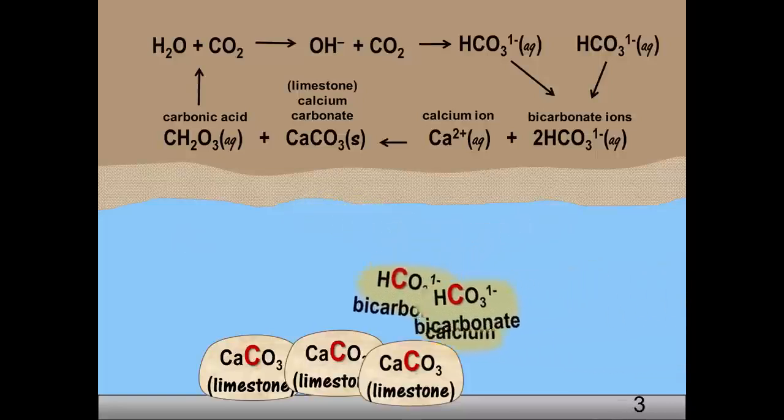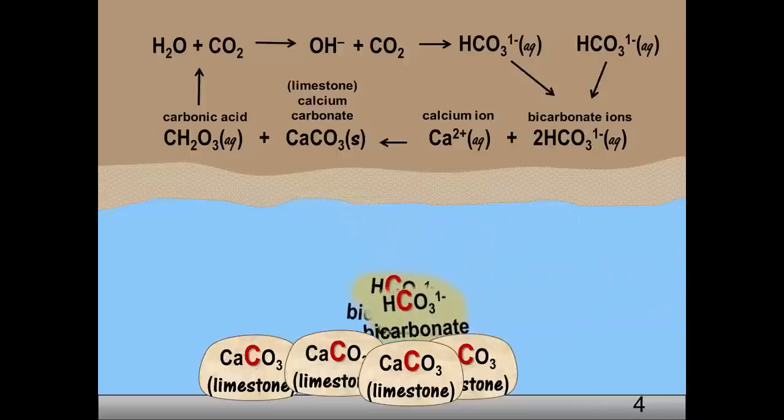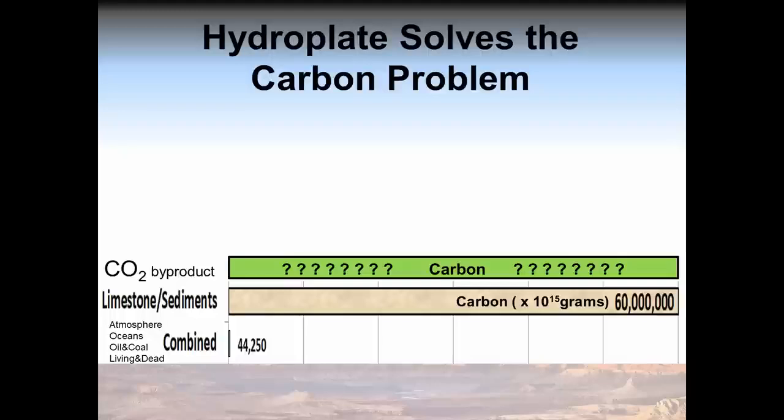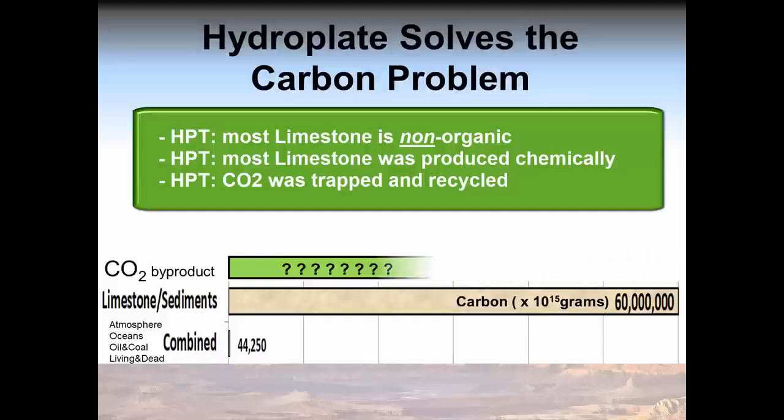Thus, in this contained environment that hydroplate theory presents, we see a straightforward solution to what at first seemed like a huge mystery of missing carbon when thinking of limestone formation as occurring on Earth's surface. Hydroplate theory provides the solution, explaining how vast amounts of limestone were produced and deposited while at the same time very little CO2 was generated in the process.